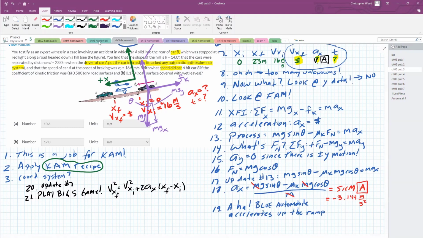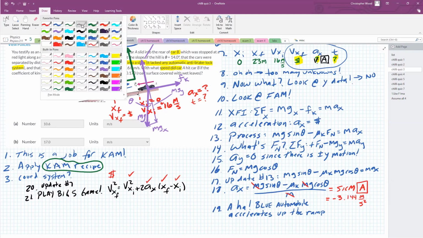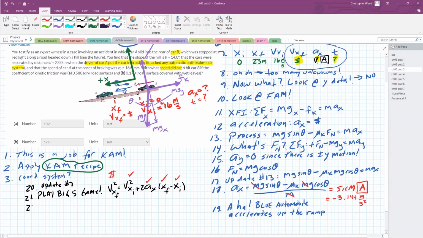So before I keep going here, VXF, well, this is the unknown, so it's okay that that's unknown. Do I know VX initial? Yes, I do. It's sitting there in my data table. Do I know acceleration? Yes, and don't forget the negative sign. Do I know X final? Yes, it's in my data table. I know everything here. So go ahead and solve for the impact velocity.